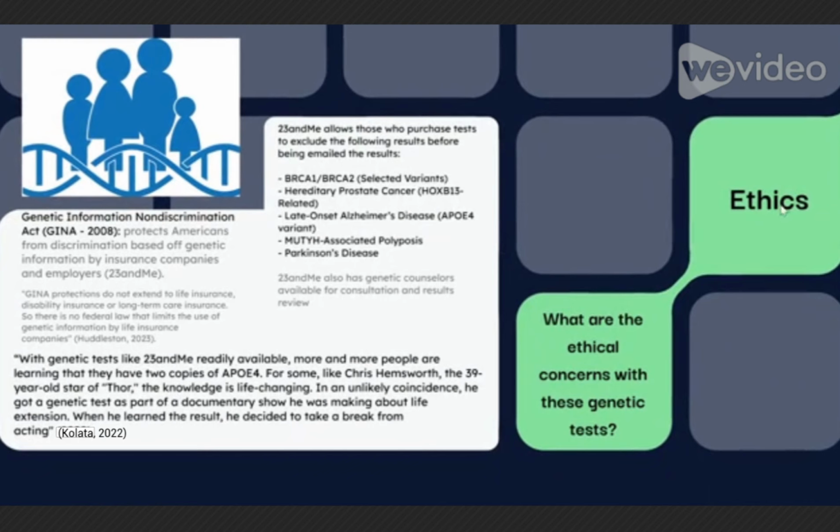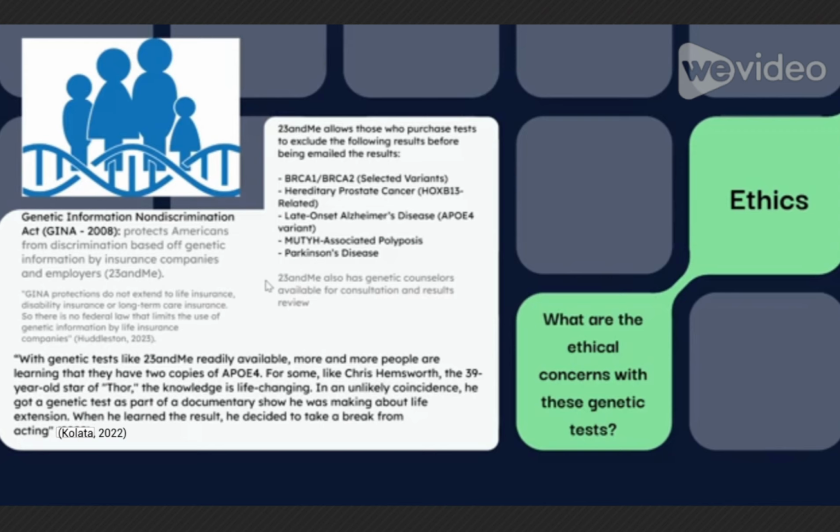This leads us into our discussion of the ethical concerns behind these types of genetic services. 23andMe allows those who purchase their kits to omit certain test results, including those for BRCA1 and BRCA2 variants for cancer development, variants for hereditary prostate cancer, the E4-APOE gene variant associated with Alzheimer's disease, variants for Parkinson's disease, and those for MUTYH-associated polyposis, a condition that leads to polyp growth. Polyps are growths that can turn into cancer if not removed. Whether one chooses to receive these results or not, 23andMe provides genetic counselors to go over any test results received.